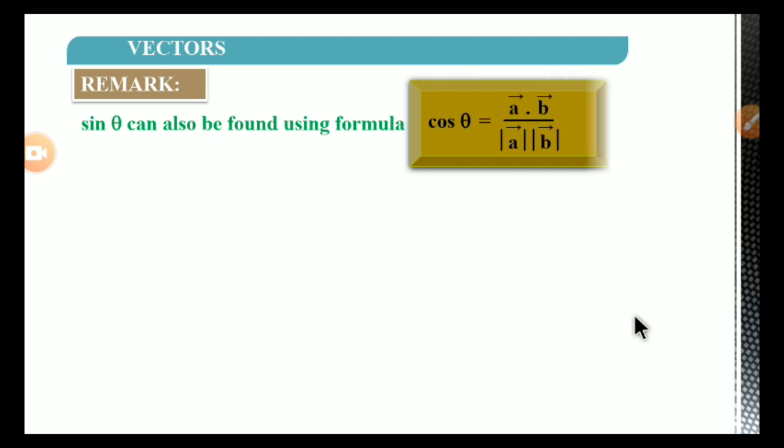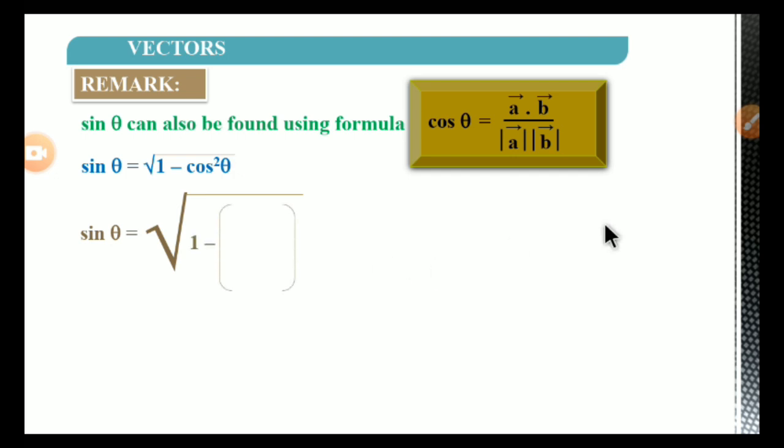Next, sine theta can also be found using the formula cos theta is equal to A dot B divided by magnitude of A into magnitude of B. Here, how can we find it? See, sine theta is equal to, as we already know, the square root of 1 minus cos square theta. So sine theta can be written as square root of 1 minus, where cos theta is A dot B divided by magnitude of A into magnitude of B, whole square.